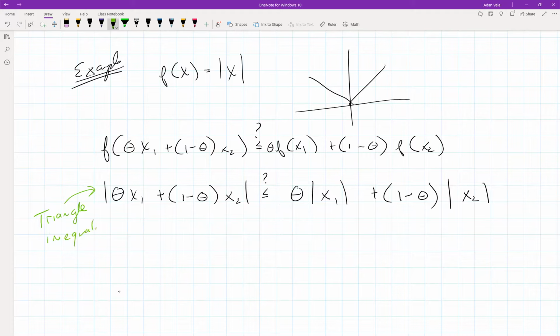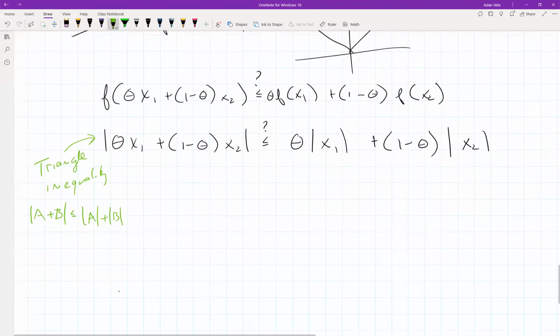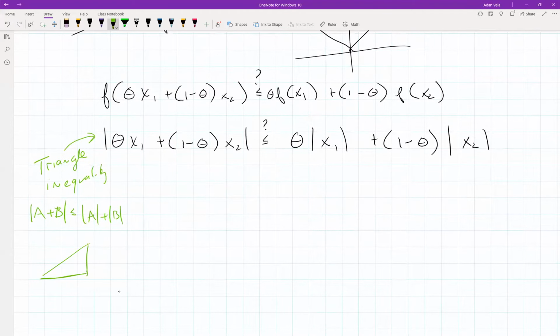The triangle inequality says that the absolute value of A plus B is less than or equal to the absolute value of A plus the absolute value of B. The reason why it has the name triangle inequality is that the sum of two sides, A and B, is greater than the length of C. So that's essentially how it got its name. We can apply that here, and when we apply that, we end up with the following.